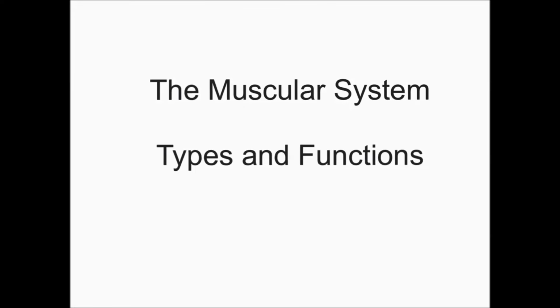In the next set of lectures, we're going to talk about the muscular system. In this first lecture, we are going to discuss the types of muscles and the functions of muscle tissue. Recall from a previous lecture that muscle is one of the four major tissues of the human body. And what makes muscle tissue unique compared to the other tissues is that muscle has the ability to contract or shorten in length when stimulated by an electrical impulse.